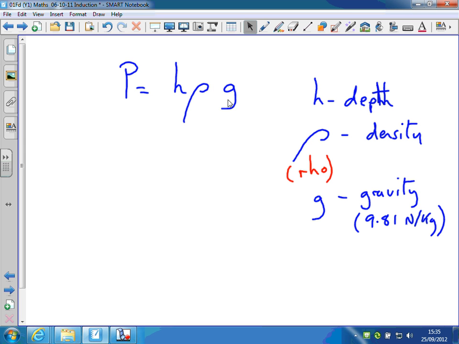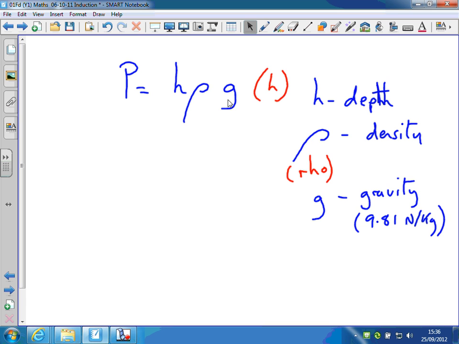So if I know those three things, H, rho and G, what's this recipe telling me to do with them? Multiply them together. No symbol means multiply. So if I know H, rho and G, I just times them all together and I've got the pressure. Now what I want to do, though, is to rearrange this formula for H.